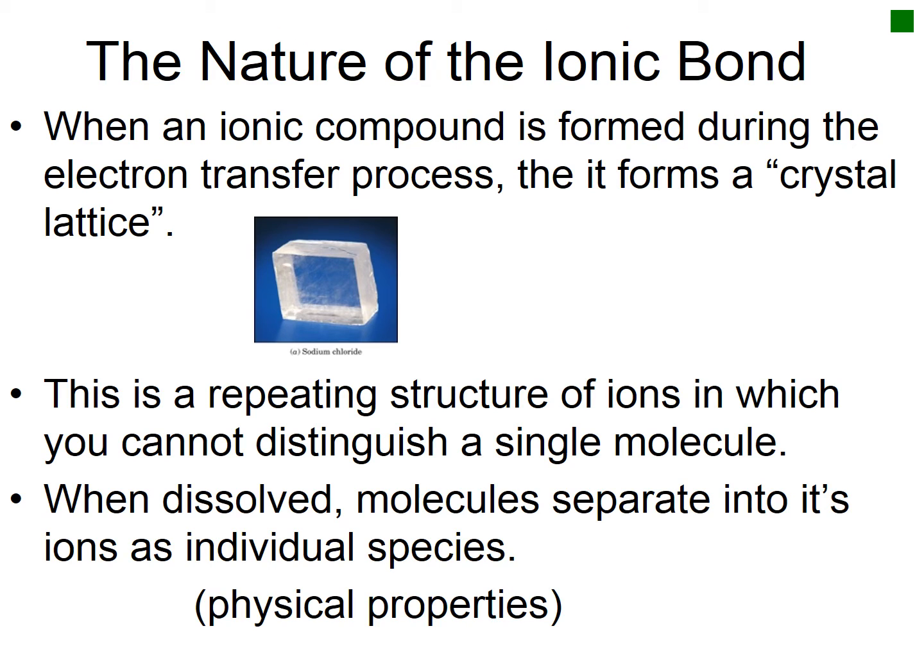So when an ionic compound is formed during this electron transfer process, it forms a crystal lattice. A crystal lattice is a 3-dimensional extended array, which we'll look at a couple more examples of. It's a repeating structure of ions; you can't really find a single molecule in there. It's this big giant structure. When we dissolve it, we'll also find that they can separate into ions as individual species. So this is a physical process, a physical property of dissolving.